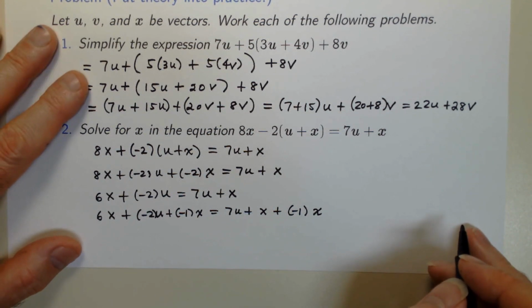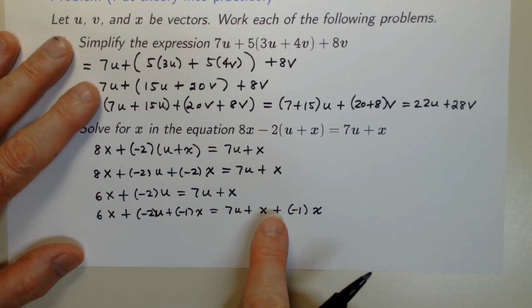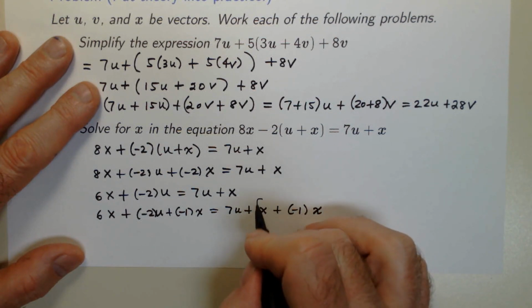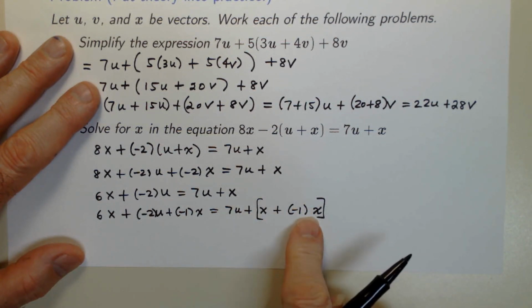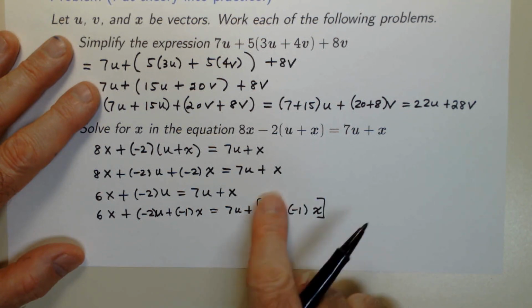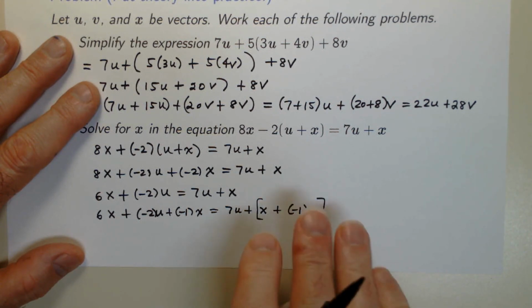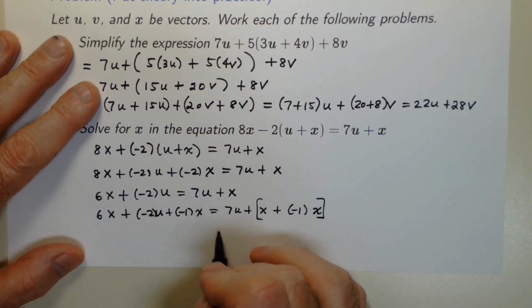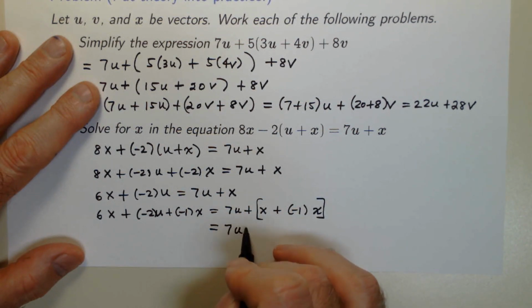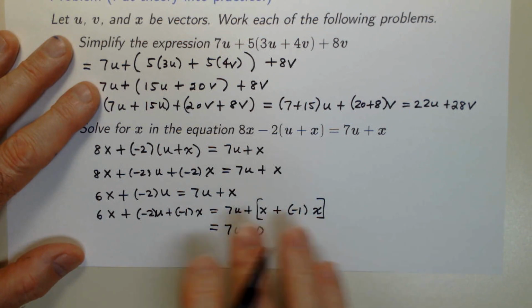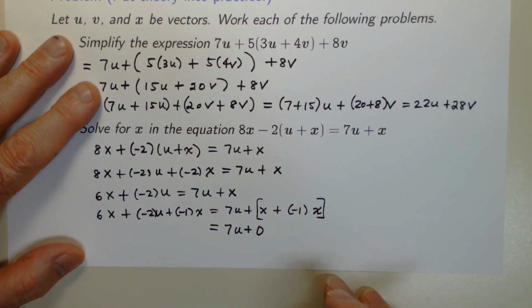Okay, now what do we know? We know when I add x and -1 times x, that's the same thing as 0 times x. This is just the 0 vector. So this eliminates x from this side. So this side is just 7u plus the 0 vector, which is equivalent to or equal to 7 times u.